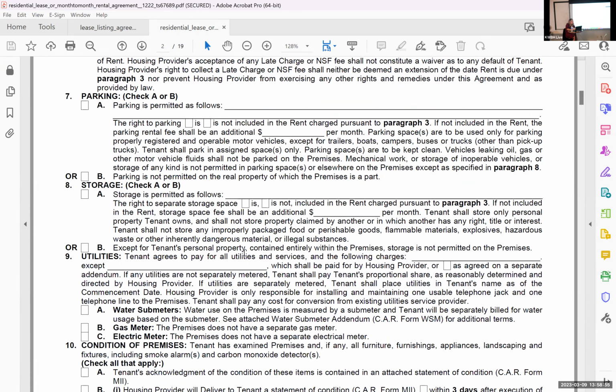And then you're going to identify what utilities are paid by tenant, what are paid by landlord. Let's talk about that real quick. In an apartment building, it is common for a landlord to cover what utilities? Water and power. No. Water.